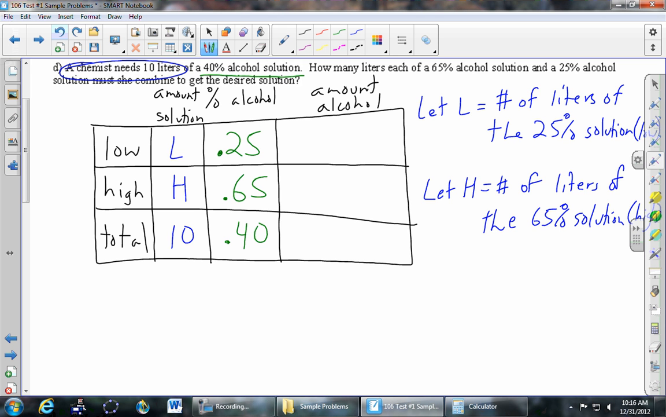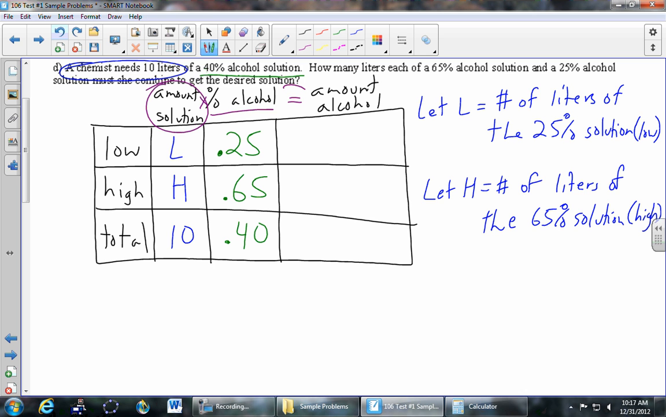The last column is pretty straightforward once you've done the pattern of make this table, because the last column is just the product of the first two columns. If we take the amount of solution, the actual amount of liquid, multiply it by the percent of that liquid that's alcohol, we're going to get the actual amount of alcohol, the number of liters of alcohol.